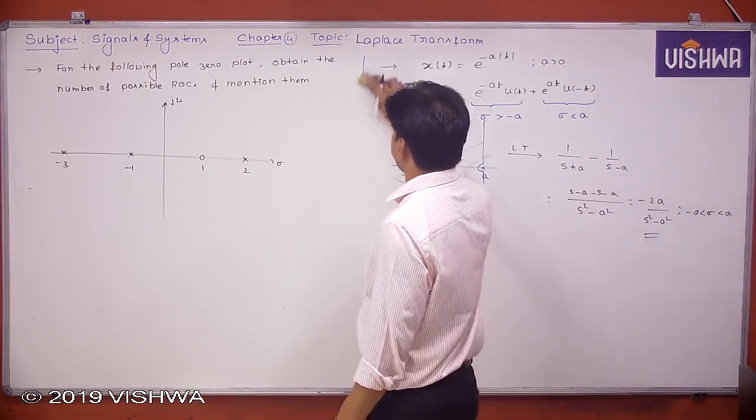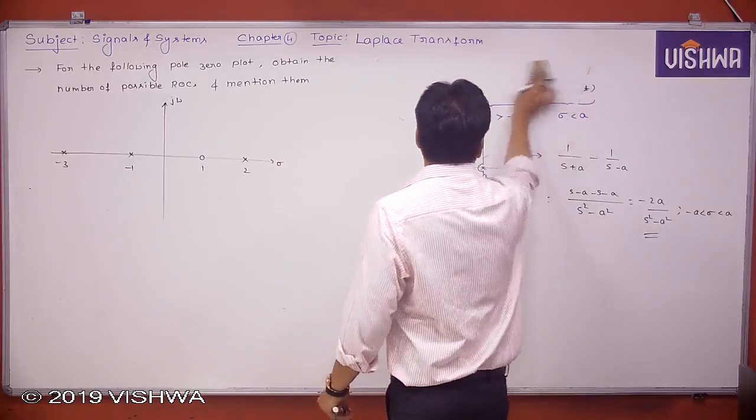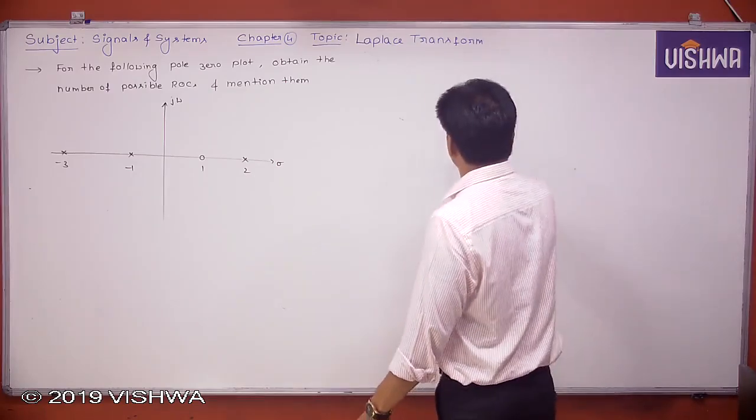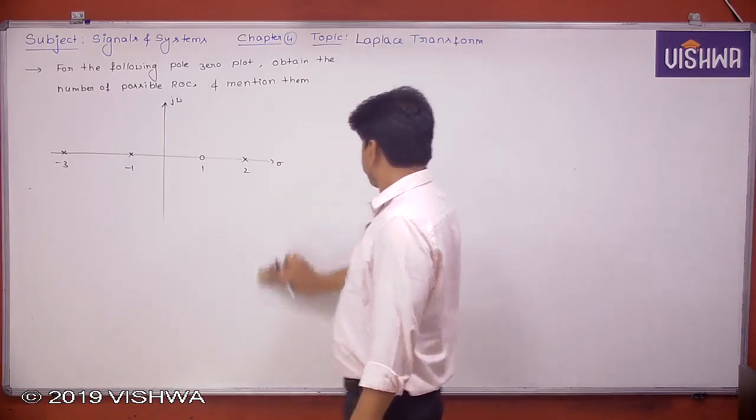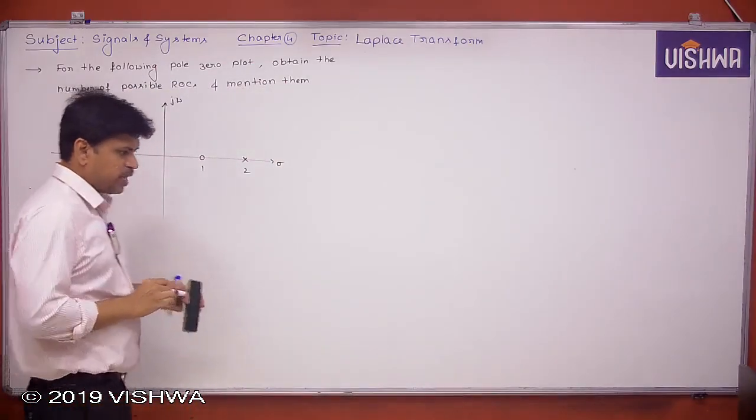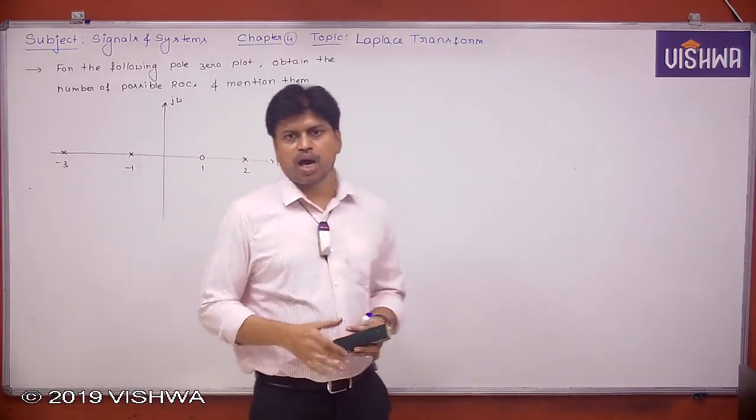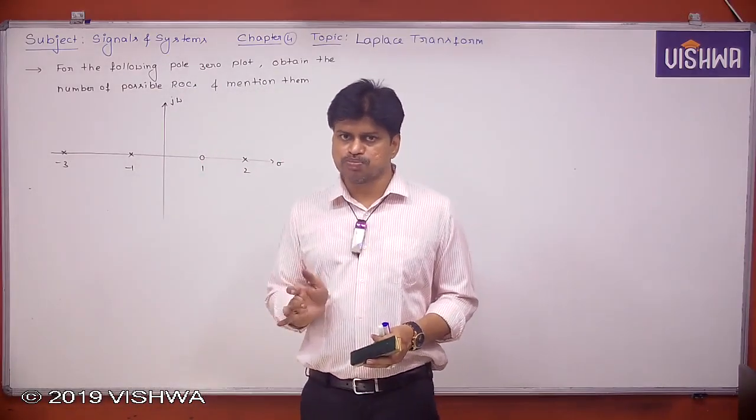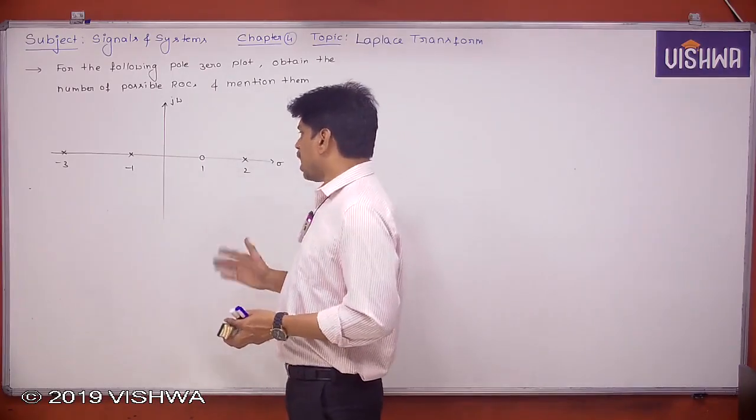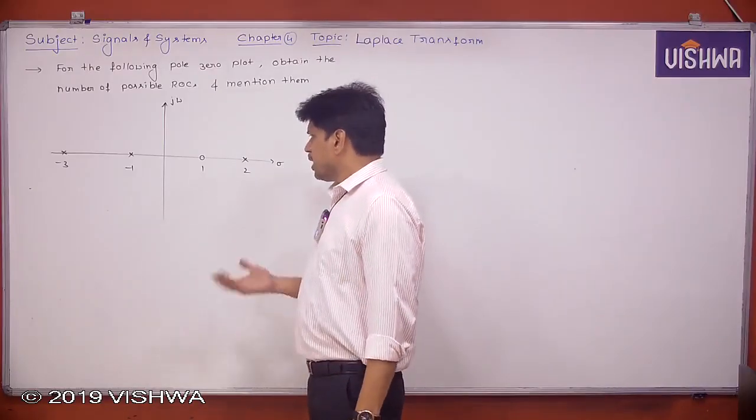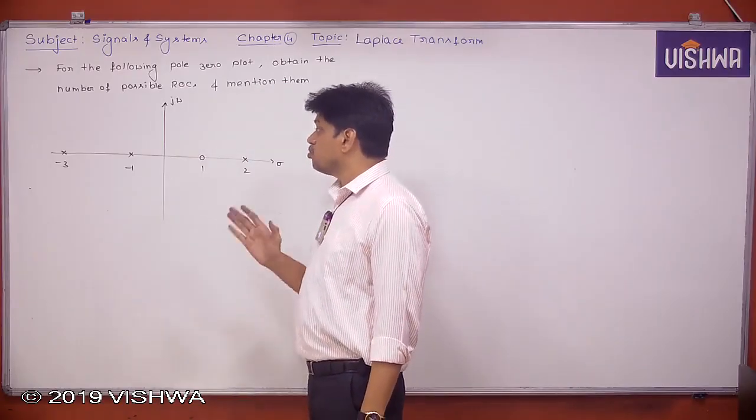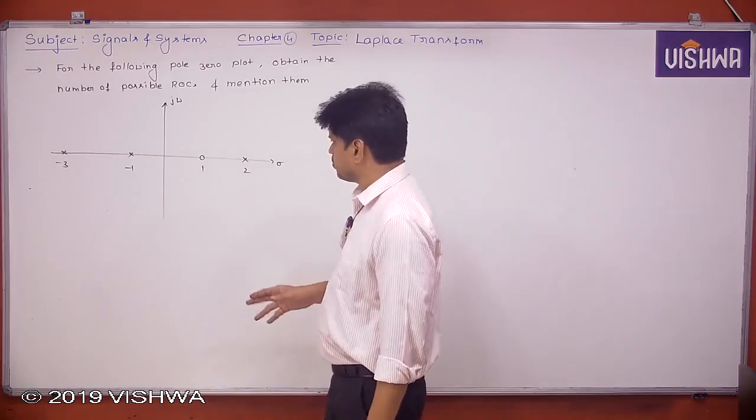Understand this. The first condition we have to remember about the ROC is that the ROC should never contain any pole. If it contains any pole, that is not the ROC. So how many ROCs are possible for this? It may contain zeros, and if it contains a zero, it won't make any difference. Now we are going to have 4 ROCs. What are they? Let's see.